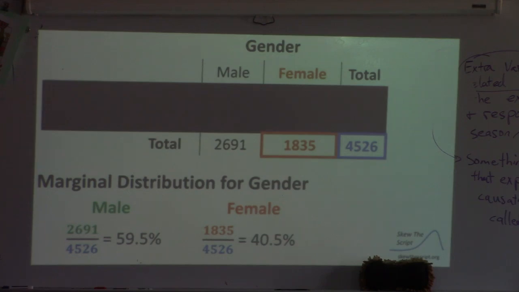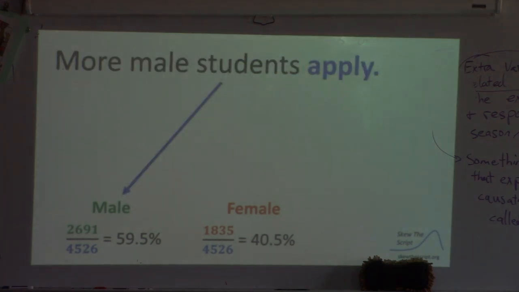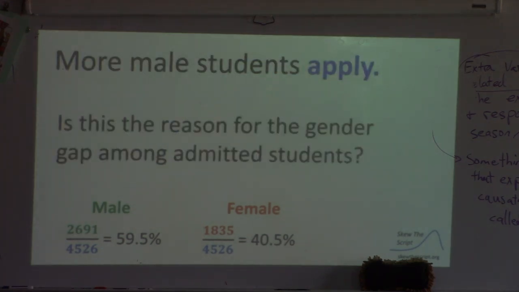So we can't just say, oh, more men are making it in than women. Well, more men are applying as well. But let's investigate this data a little bit more. So more male students apply. Is this the reason for the gender gap?